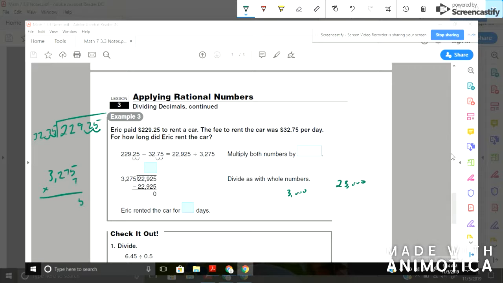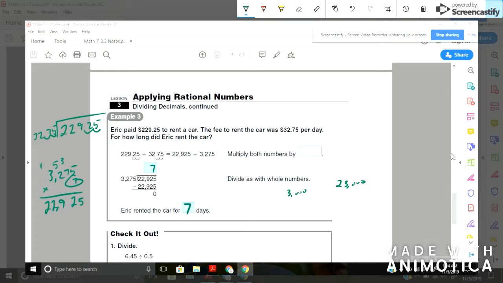35, carry my 3. 49, 50, 51, 52. 14 plus 5 would give me 19. Carry my 1. 7 times 3 is 21, plus 1 is 22. Perfect. Look at that. 22,925. And it was a total of 7. Okay, so Eric rented the car for 7 days.